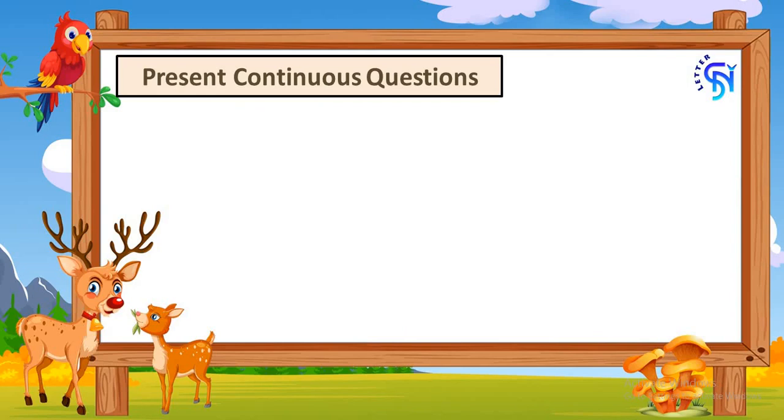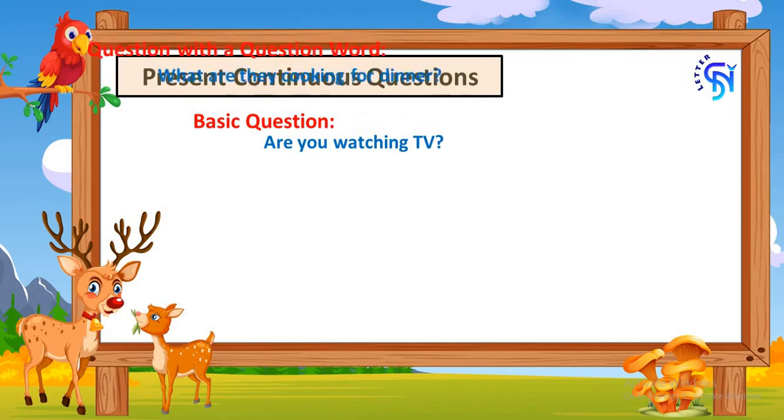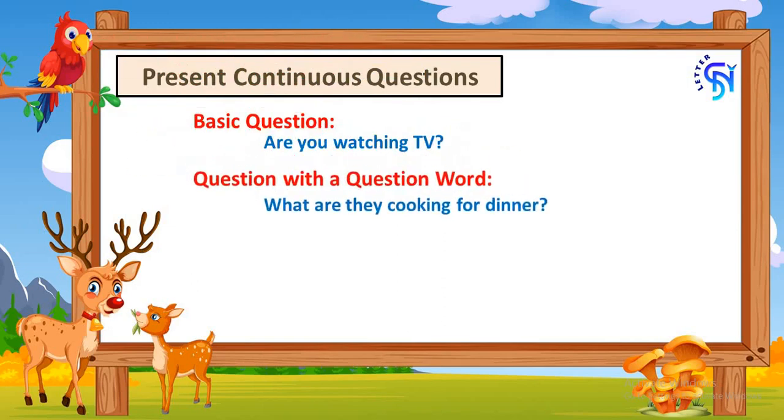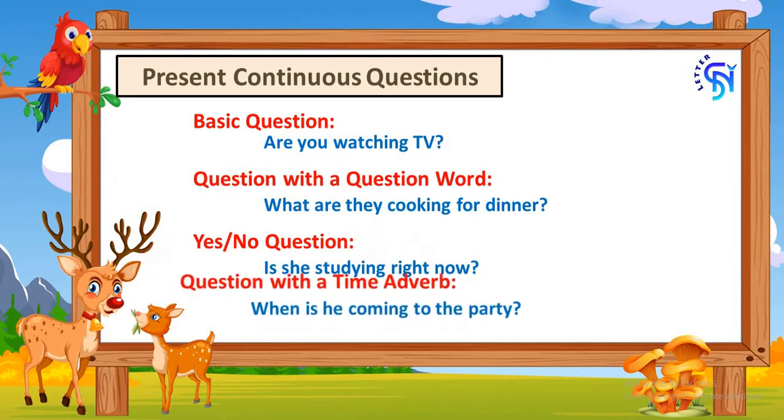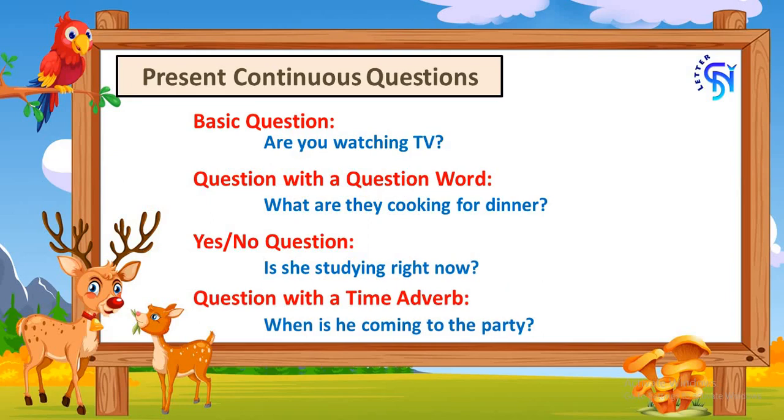Examples of present continuous questions. Basic question. Are you watching TV? Question with the question word. What are they cooking for dinner? Yes, no question. Is she studying right now? Question with the time adverb. When is he coming to the party?